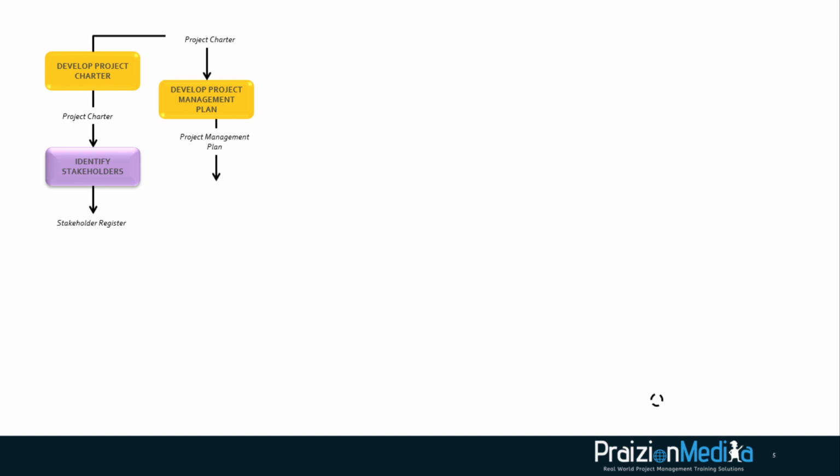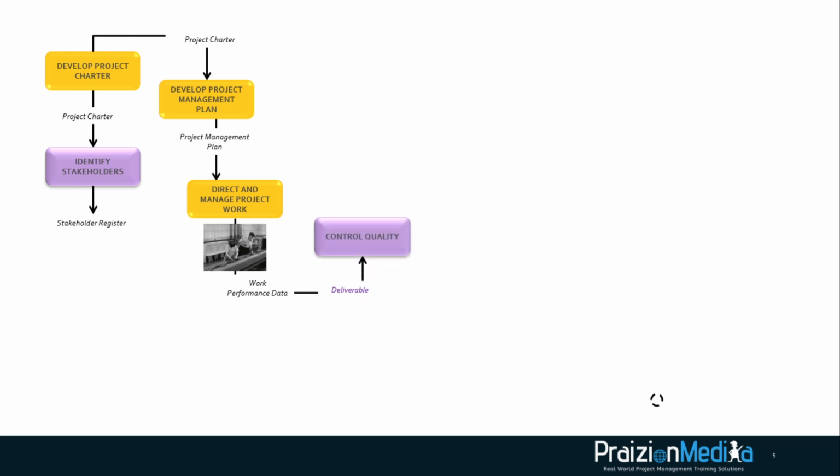The project charter also goes to develop project management plan, from where you get the project management plan. And the project management plan feeds almost everything. In fact, it feeds all the other 47 processes with the exception of develop project charter and itself. So the project management plan goes to direct and manage project work. That's where the work is being executed. From there, you make raw observations about how the work is progressing. We call that work performance data. You also get deliverables from this process known as direct and manage project work.